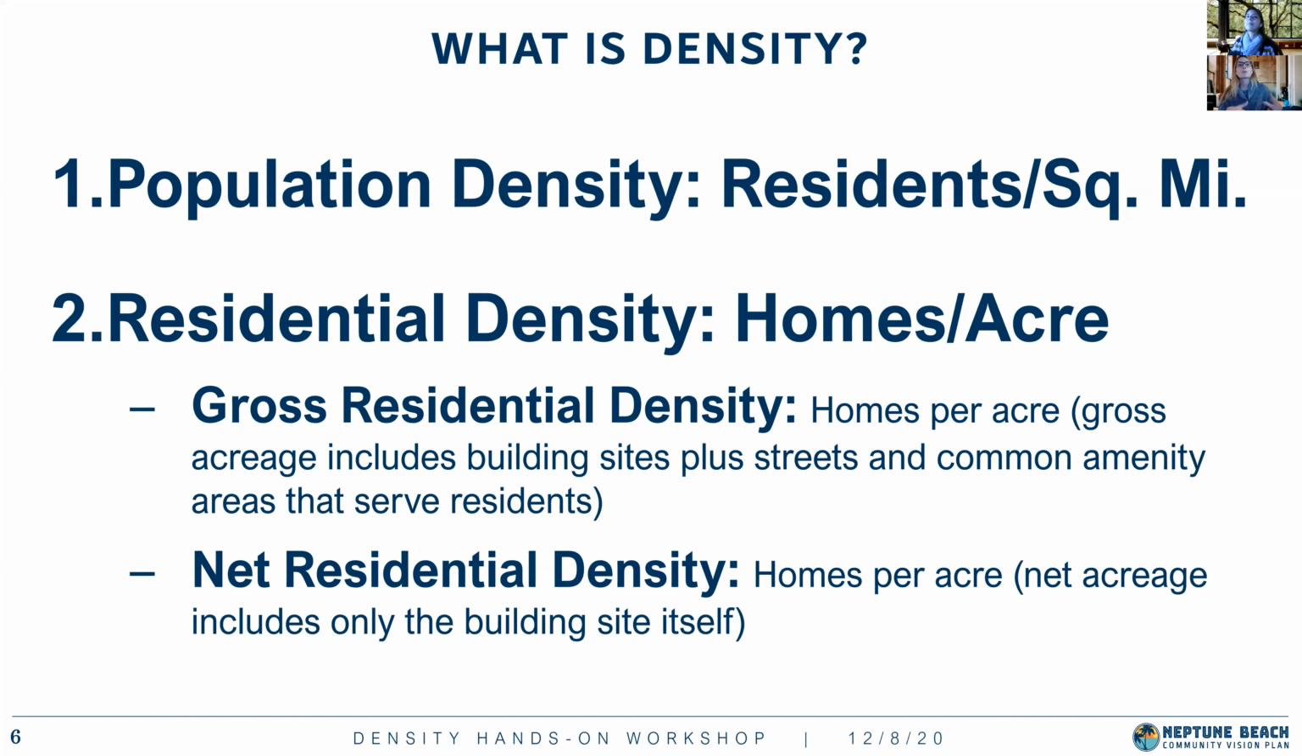So gross versus net changes the denominator of our equation, right? If it's gross density, you're dividing by larger acreage that includes more things. But when you're looking at net density, you're dividing by net acreage, which is a smaller area, only the actual building site.